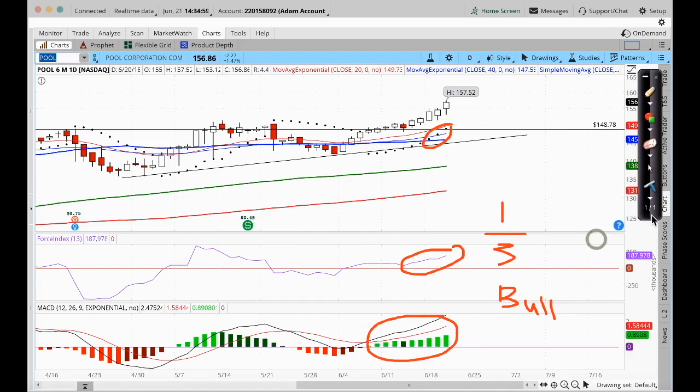Similarly, if I'm going to go short, if I'm short selling, the breakdown of the consolidation, ensure that 1 out of 3 of the indicators are bearish.